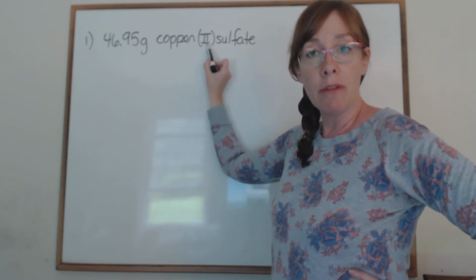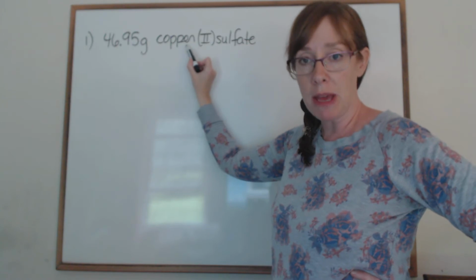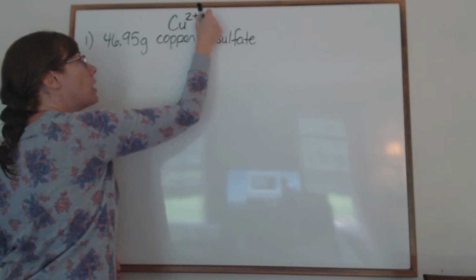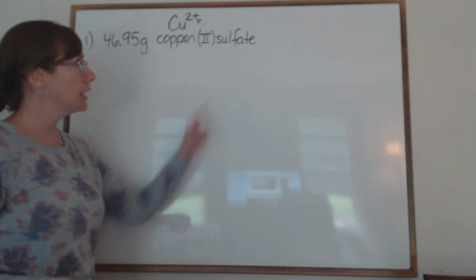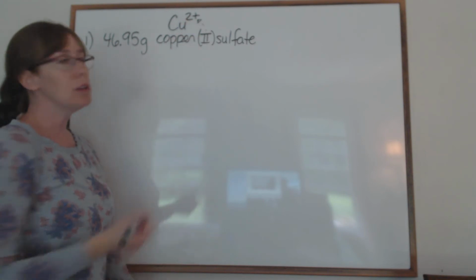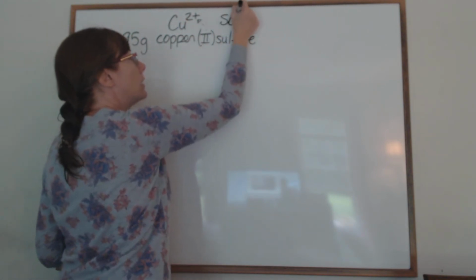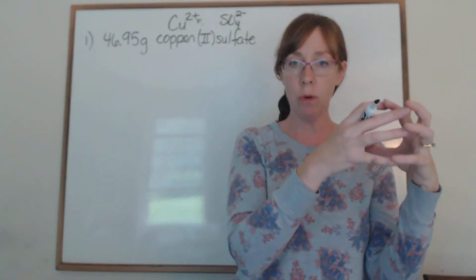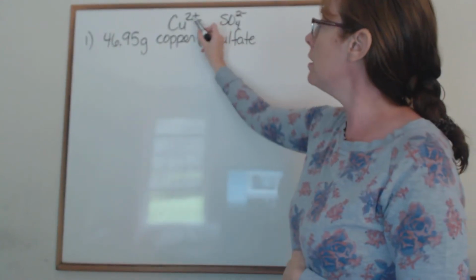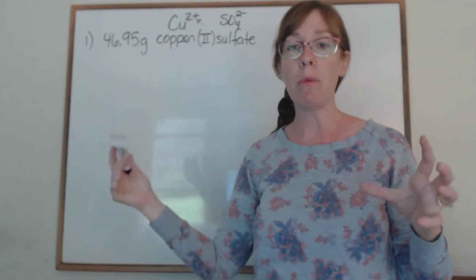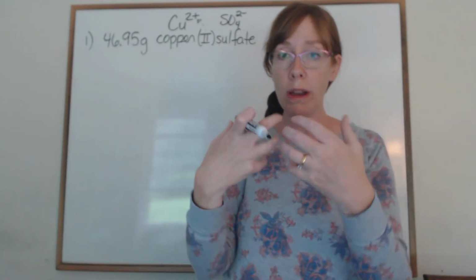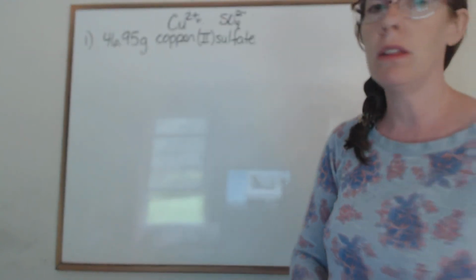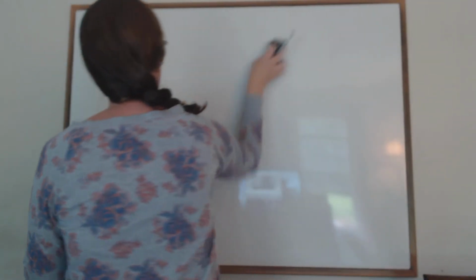Copper 2, okay, that Roman numeral is there because copper is a transition metal, and the Roman numeral is telling you the charge on the transition metal. And sulfate you have memorized, SO4 2 minus. So you've got copper 2 plus ions and SO4 2 minus ions. They have equal size charges, so when they come together, you only need one of each to get a neutral formula unit, a neutral compound. So the formula would just be CuSO4.